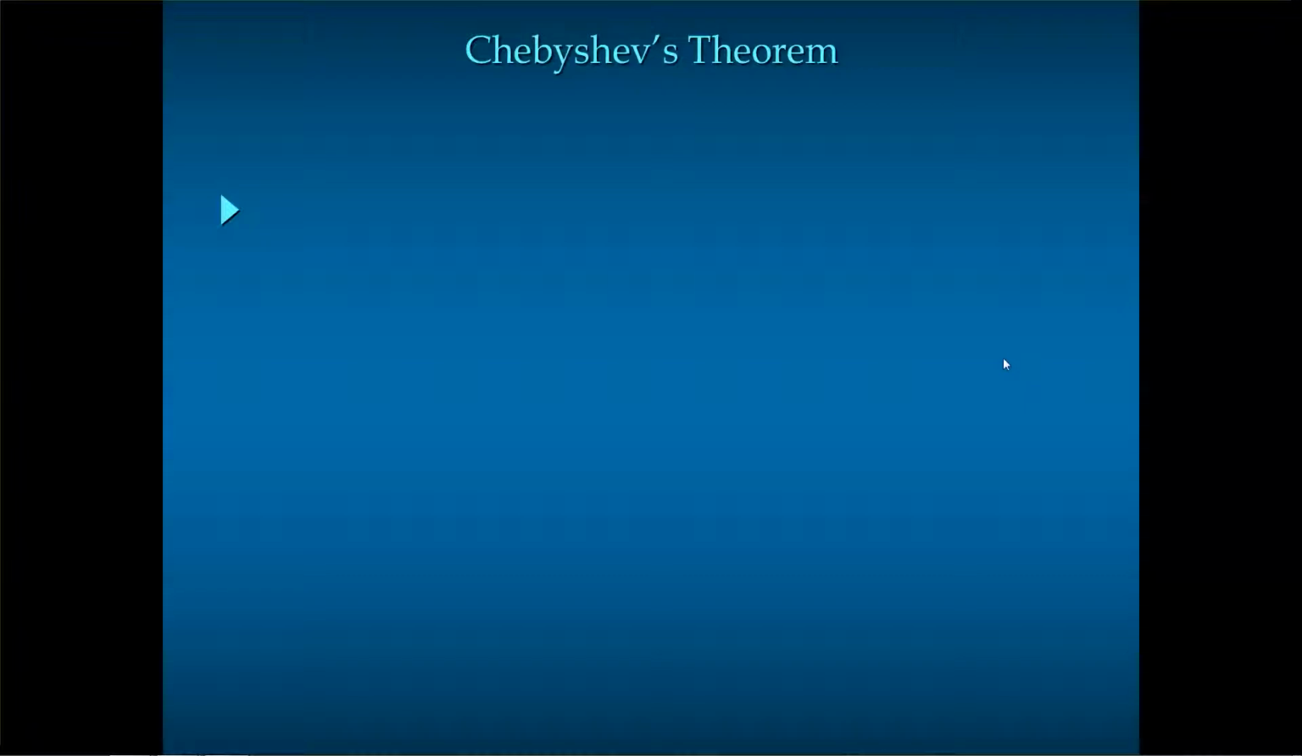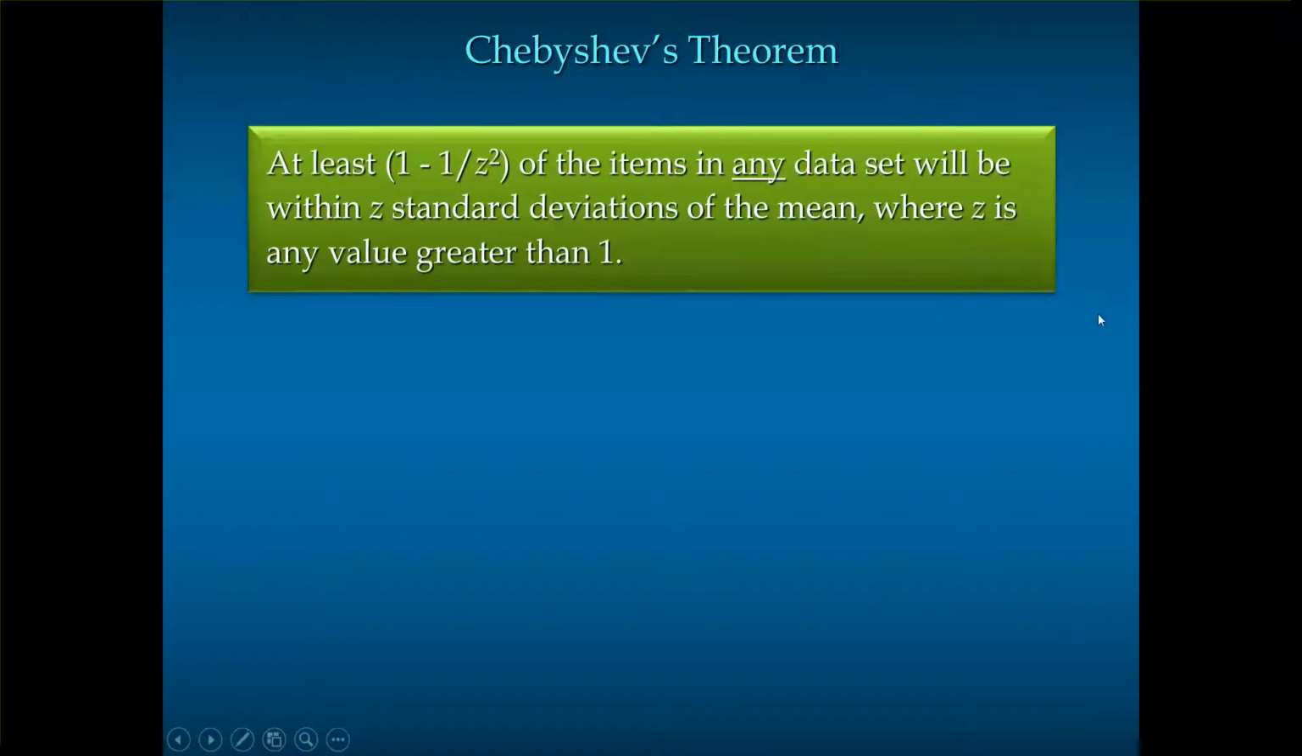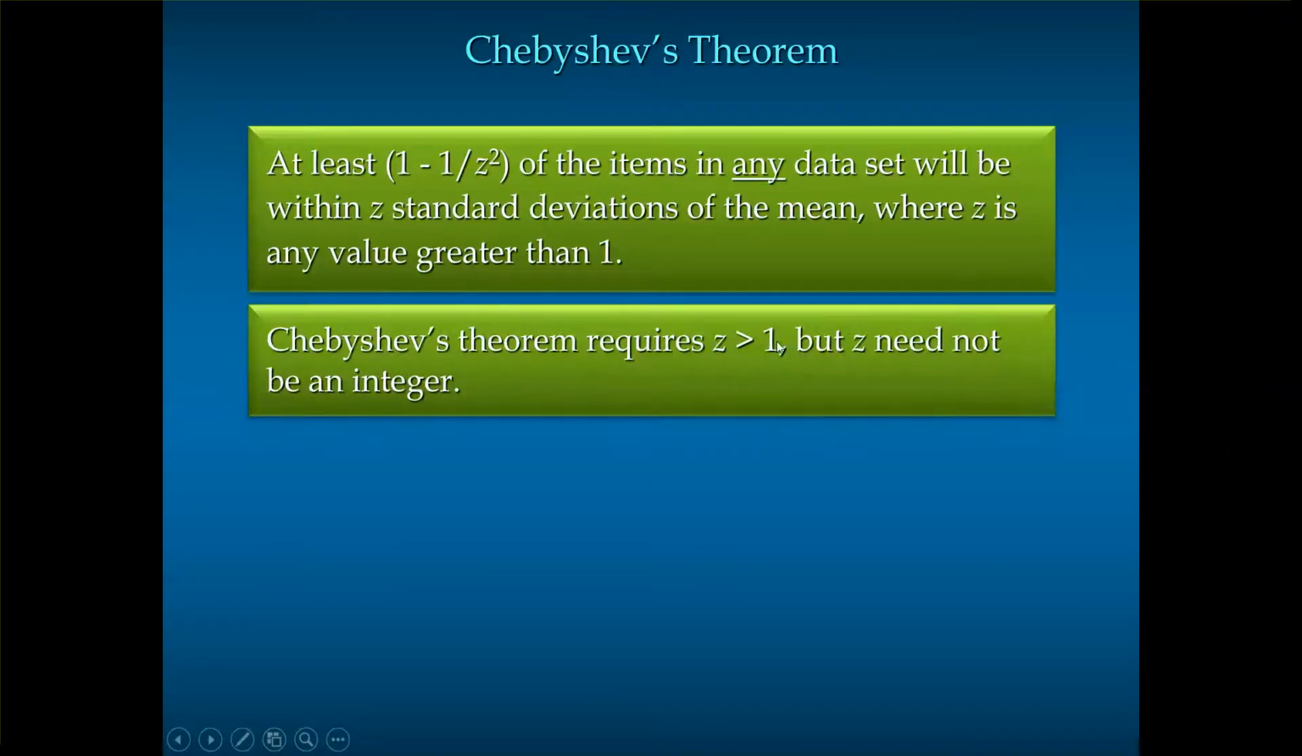A very important implication for the z-score is to know the Chebyshev theorem. The theorem is stated like this: at least 1 minus 1 over z squared of the items in any dataset will be within z standard deviations of the mean, where z is any value greater than 1. So you may feel a little bit confused. Let's keep going. Chebyshev's theorem requires z larger than 1, but z need not be an integer.